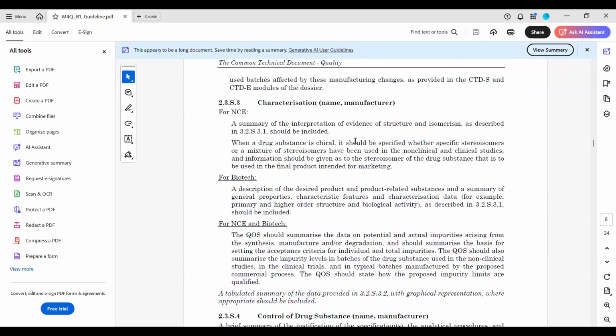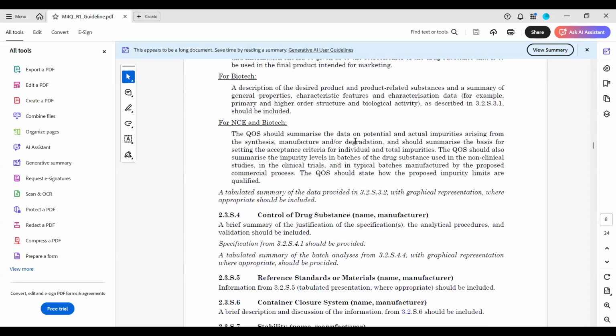Then is your characterization. For different products, you submit different characterization. There's a new chemical entity, there is a biotech product, or both new chemical entity and biotech product. Okay. So a summary of interpretation of evidence of structure, isomerism, etc. If there is any stereoisomerism presence, or if there are any stereoisomers present, they should all be summarized here in the characterization section.